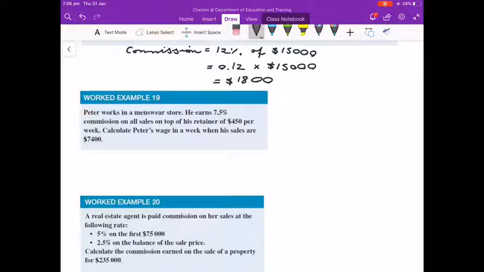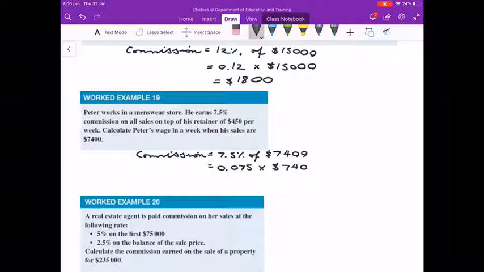Peter works in a menswear store. He earns 7.5% commission on all sales on top of his retainer of $450 per week. Calculate Peter's wage in a week when his sales are $7,400. So we're going to start with the commission. His commission is 7.5% of his sales. If we were to divide 7.5% by 100, we would get 0.075. So for his commission, Peter earns $555. We also need to add his retainer on.